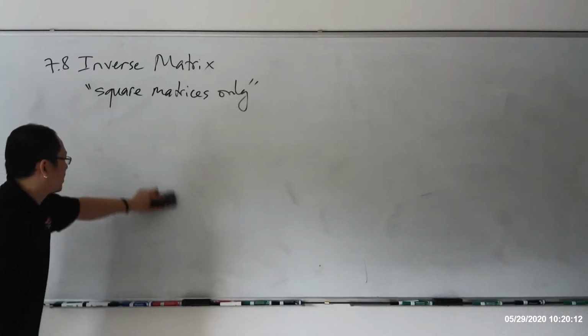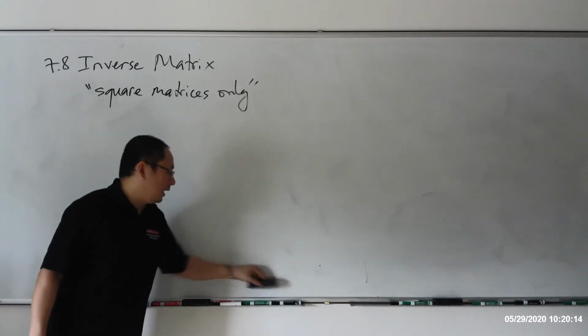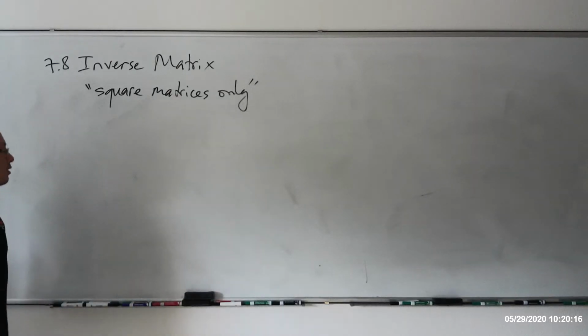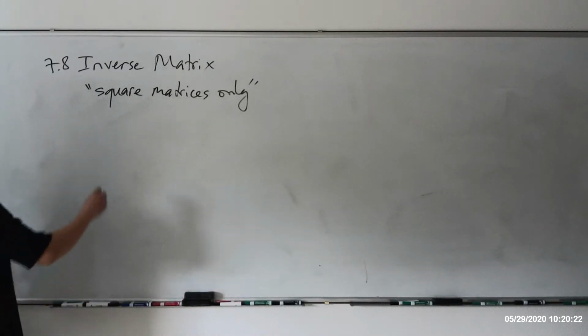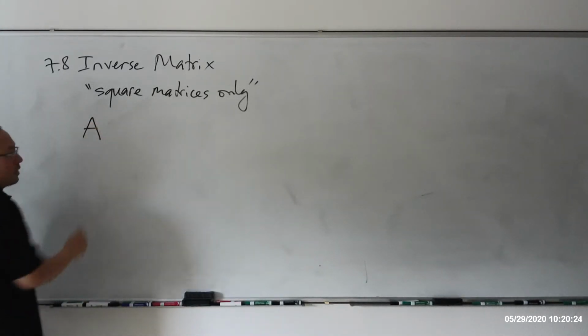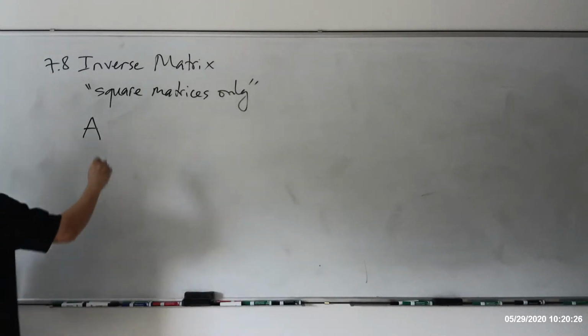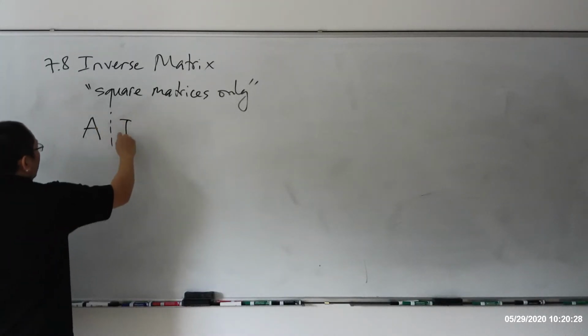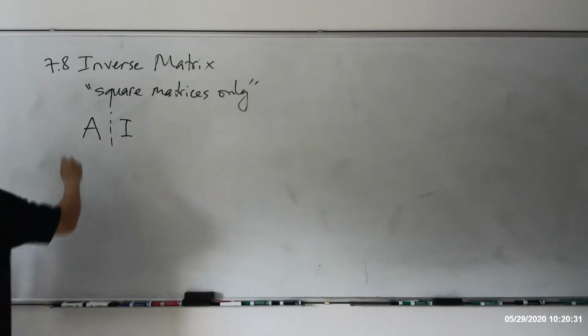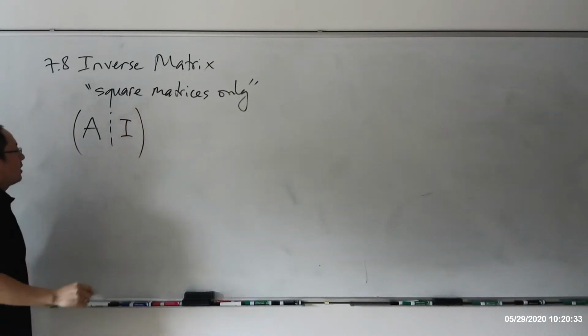So I'm going to show you how to find the inverse of a square matrix in general using just paper and pencil or marker and whiteboard. Okay, so the idea is this. You have a matrix A, a square matrix, right? You want to find the inverse. You're going to write the identity matrix of the same size next to it. And you're going to do some row operations.